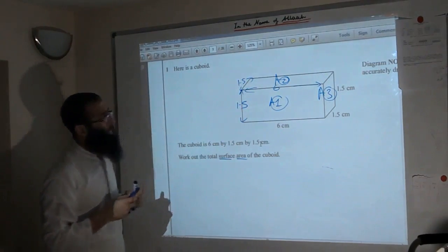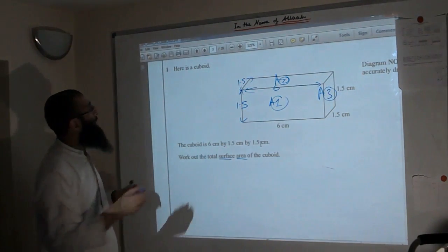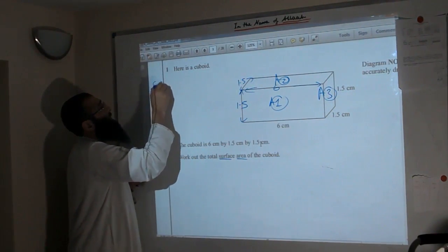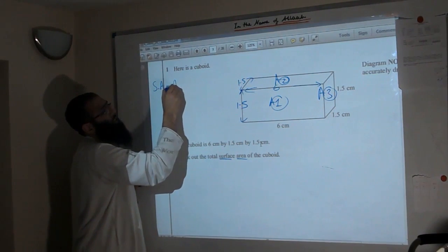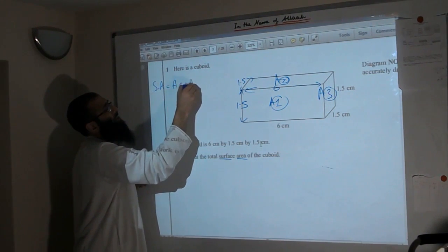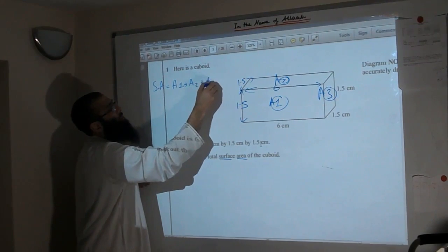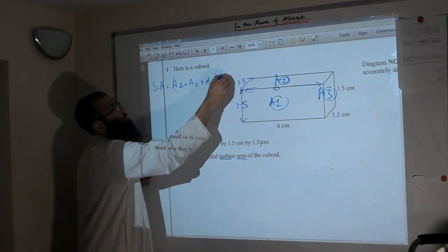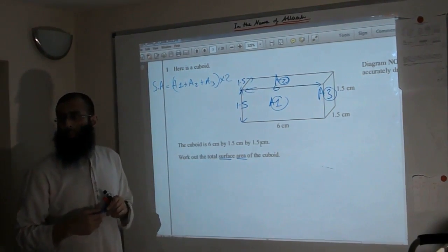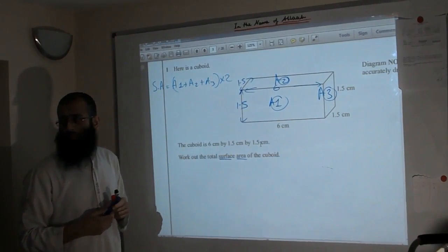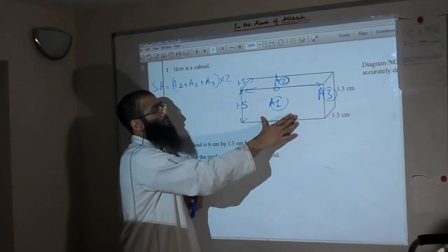Okay, right. So what is our idea? So the surface area is equal to the area of 1 plus the area of 2 plus the area of 3, and all of that is going to be multiplied by 2. Okay, you happy with that, Zishan? So let's look at the area of the first part here.